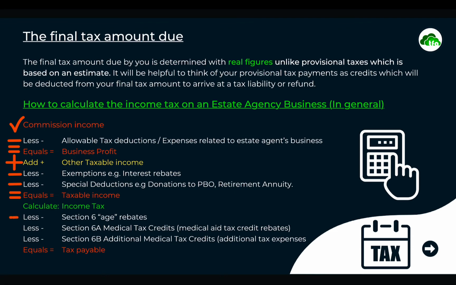Less Section 6A rebates, less Section 6A medical tax credits for medical aid contributions, less Section 6B additional medical tax credits for additional medical expenses, and that equals the tax amount payable.